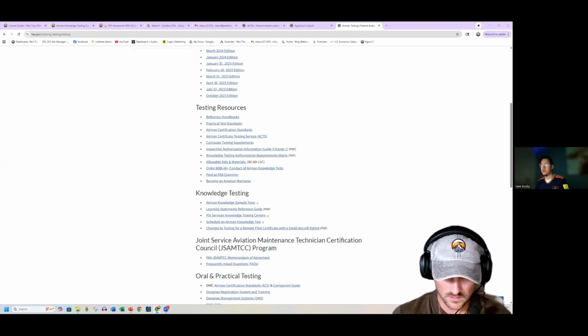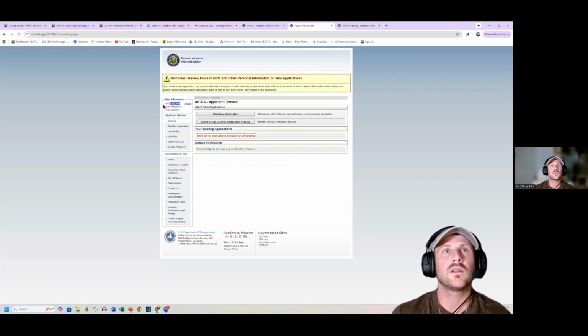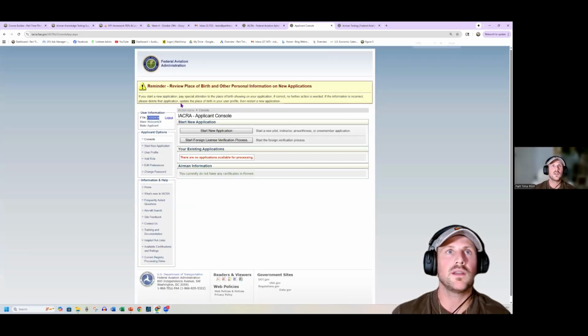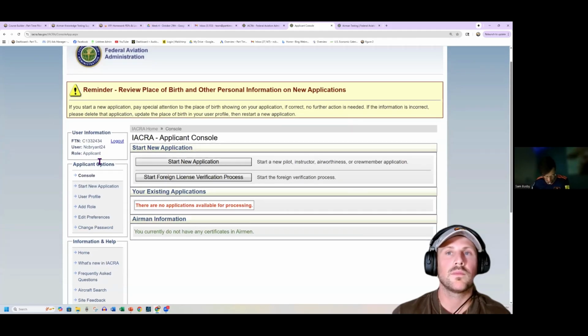Going back to the FAA one with the IACRA, is it the certificate number or the application? It's the FTN number. Do you see? Let me zoom in on that. Well, I'll be damned. I have a totally different FTN than what I had here. Like it's a completely different number. Okay, never mind. Thank you.